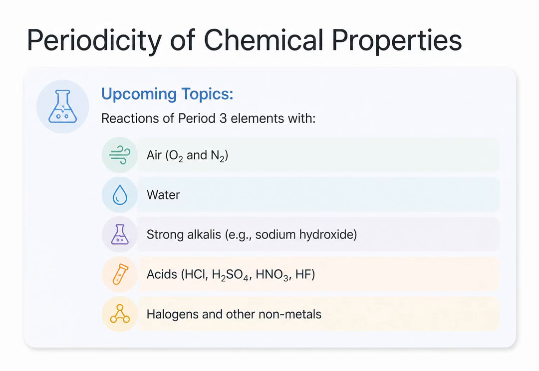We have thoroughly explored the physical properties of period 3, from atomic radius to melting points, and seen how structure dictates behavior. But how do these structural differences affect how these elements react with the world around them? Next, we will dive into their chemical properties, starting with how they interact with air and water.